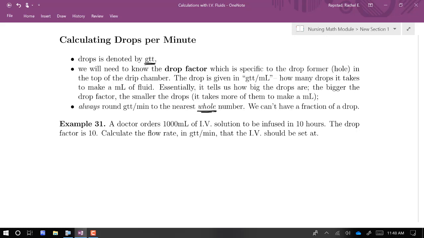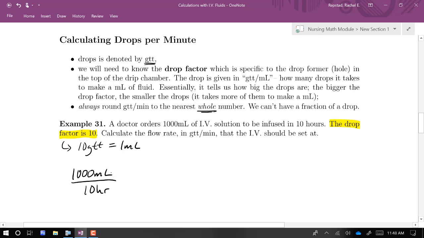Let's do an example. A doctor orders 1,000 milliliters of IV solution to be infused in 10 hours. The drop factor is 10. So when they say the drop factor is 10, what they're telling us is that it takes 10 drops to make a milliliter. 10 drops is equal to 1 milliliter. And we want to end up with the flow rate of the drops per minute that the IV should be set at. So they gave us information right at the beginning to get the milliliter per hour infusion rate. So I could take 1,000 milliliters divided by 10 hours.